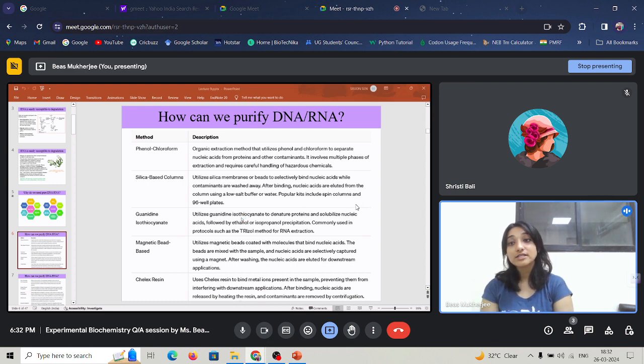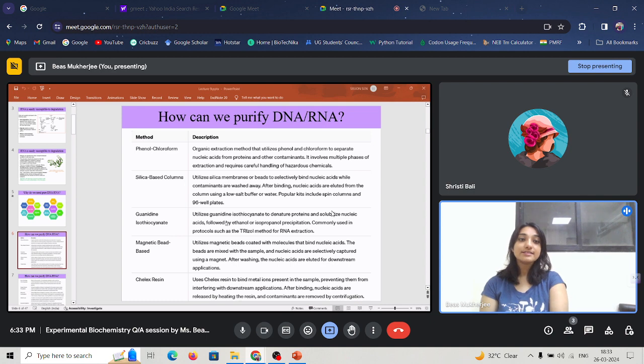Then comes in guanidinium isothiocyanate or GITC. This is mostly used for RNA isolation. So GITC, what it does is it denatures protein and solubilizes nucleic acid. Then after that, ethanol or isopropanol is added. This is used to isolate nucleic acid from any other contaminants, and this GITC is commonly used in trizol. So trizol is a ready-made reagent for RNA extraction. We will learn about trizol in the next few slides.